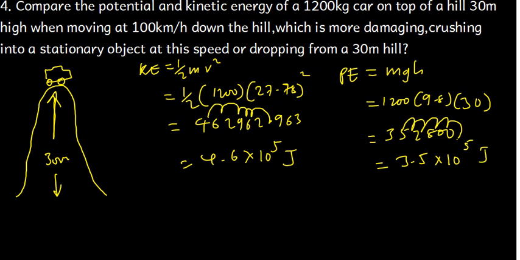So this is showing us that the kinetic energy is greater than the potential energy. Now, which will be more harmful: when this car moves and strikes something that is stationary, or when it drops from the top to the bottom? Notice that the kinetic energy is more than the potential energy. So this means that when this car moves and hits something that is stationary, it will be more damaging than when it falls from that height. Okay, so that is the meaning there.